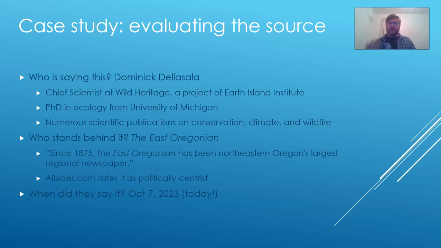And then we can also check the political leaning of this newspaper. You could do that by hand by just reading through a whole lot of their articles and seeing where they lean. That will give you a more detailed answer, but also take a very long time. There are also websites that will rate the political leanings of websites and newspapers and so forth. So I looked the East Oregonian up on a site called allsides.com, and they rated it as politically centrist. So not to the left, not to the right.